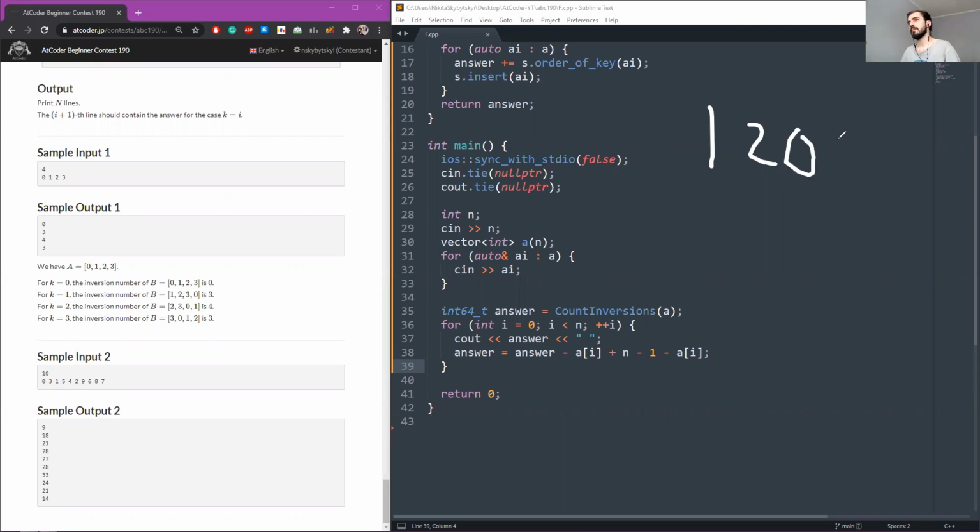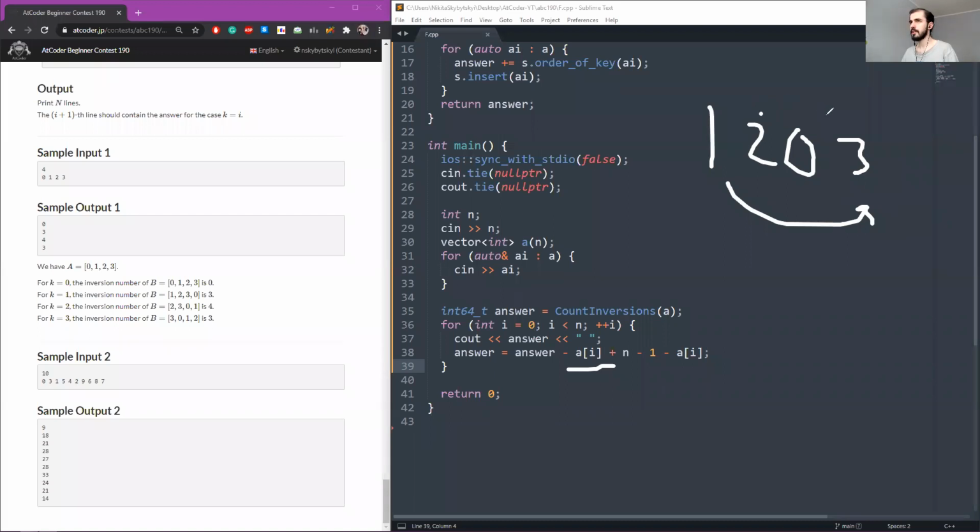Suppose I have such a permutation, right? I take one out and put it at the very end. When I take one out, there was one inversion, because one is the second smallest number. There was one number smaller than that, and it was going after it. So if we take A_i out, we reduce the number of inversions by A_i, for the numbers that were smaller and were after.